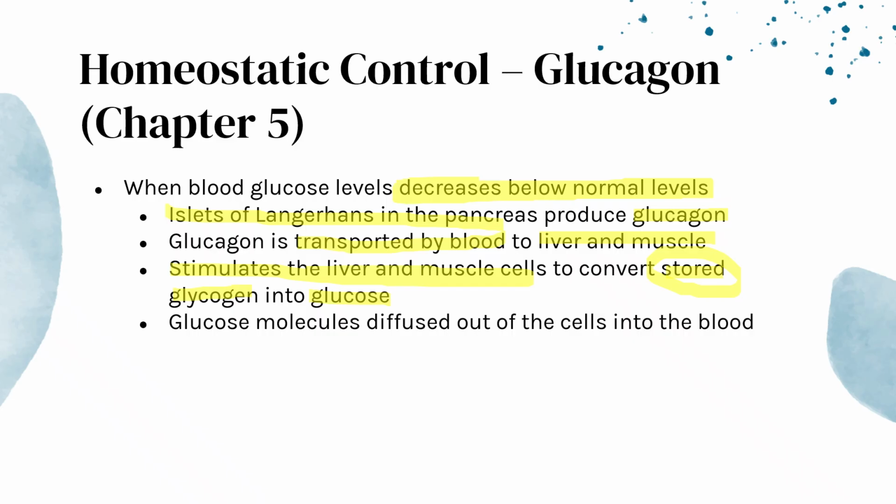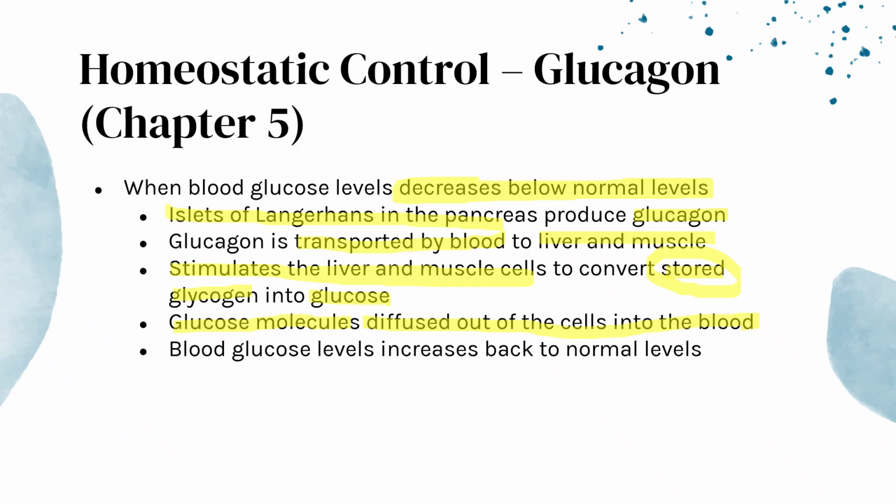Because glucose is being formed, they are very small. They are monosaccharides. The molecules will diffuse out of the cells and go into the blood. So it's like releasing a lot of glucose from the cells into the blood. And so this increase in release of glucose molecules into the blood will increase the blood glucose level back to normal. And so this is the effect of glucagon. Please take note, only when blood glucose level decreases below normal. These two are the ones that I want to revise with you.